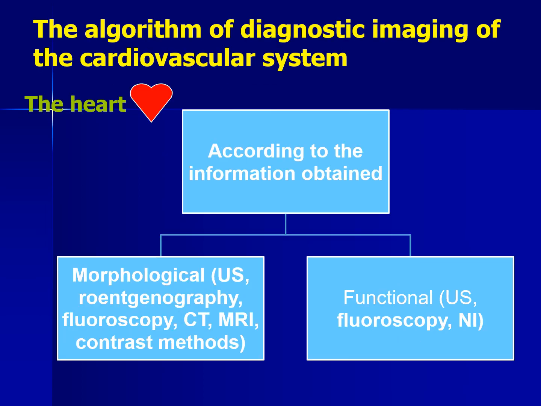According to the information which is obtained, methods of imaging of the cardiovascular system are divided into morphological and functional. Morphological are ultrasound, rentgenography, fluoroscopy, CT, MRI, and contrast methods, and functional are ultrasound, fluoroscopy, and nuclear imaging.